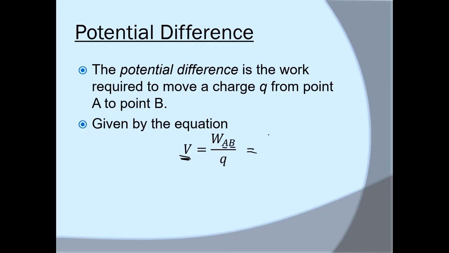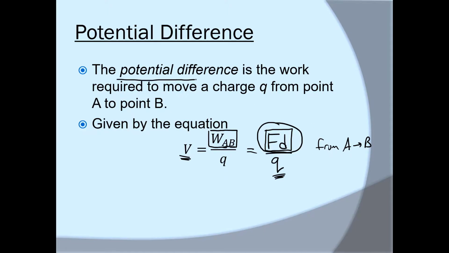In a previous lesson, we described this as force times distance divided by Q. And they're the same, because if you notice here, this is work, and this is a force times the distance, so that's also work. So this quantity of potential difference is really just how much work it takes to move a charge from point A to point B. The larger the amount of force or the larger the distance, the more work, therefore the more potential difference.